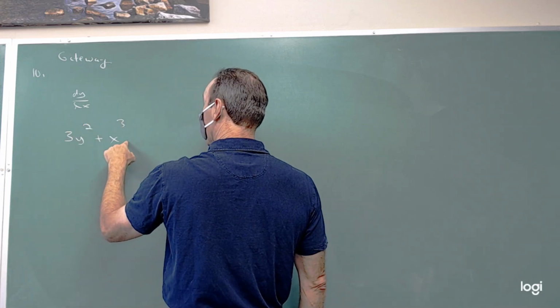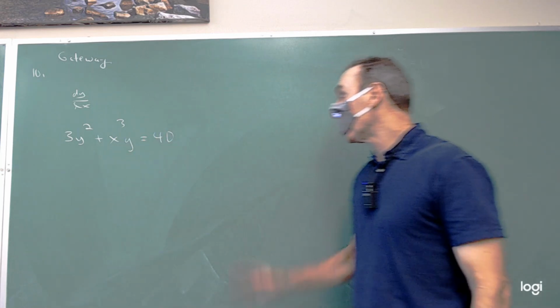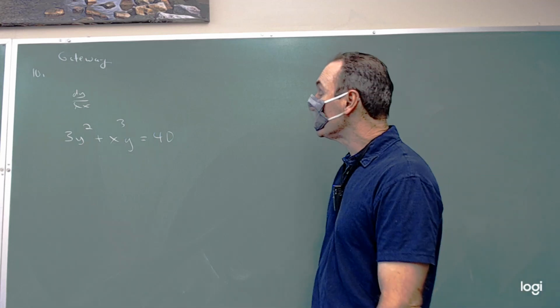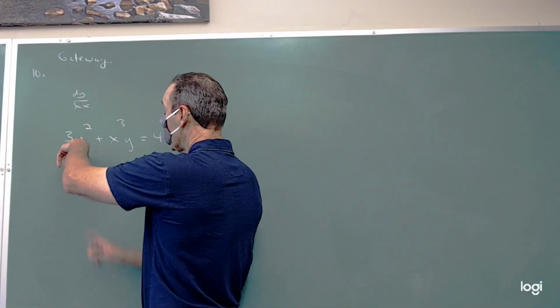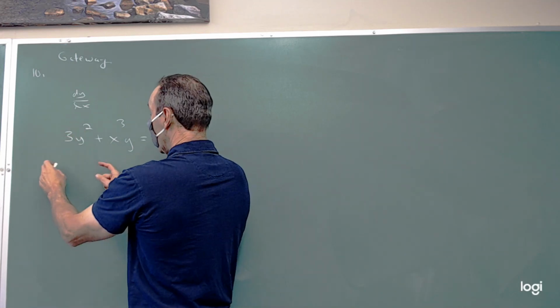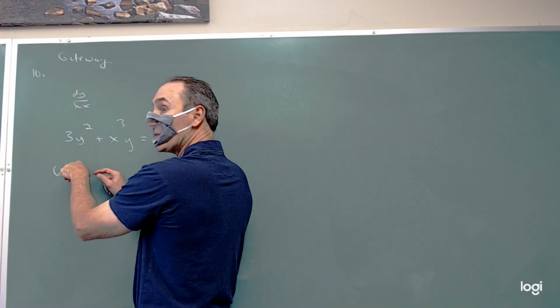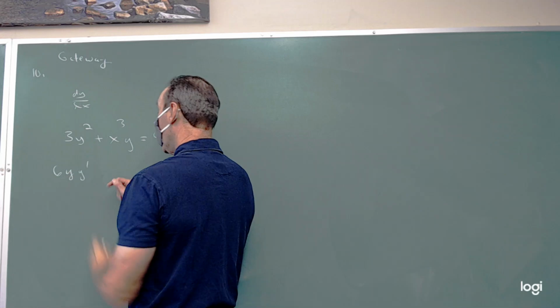Is there a y in there? Equals 40. So we're going to do our magical implicit differentiation. So we're doing a derivative on y. It's an unknown function. So we go 2 times 3 is 6y to the first times the derivative of y, which we don't know, but we're going to call it y prime.